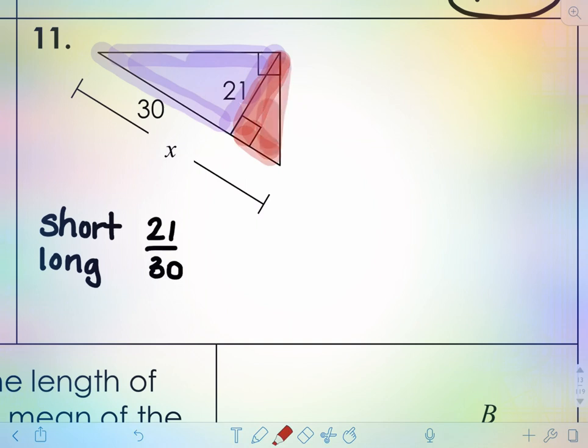Okay, so normally if we were finding length, like pretend x was 40, if we wanted to know the length of the base of that red triangle, we would just do 40 minus 30 and get 10. Okay, but we don't know what x is. So we're just going to call it x, and we're still going to subtract 30.